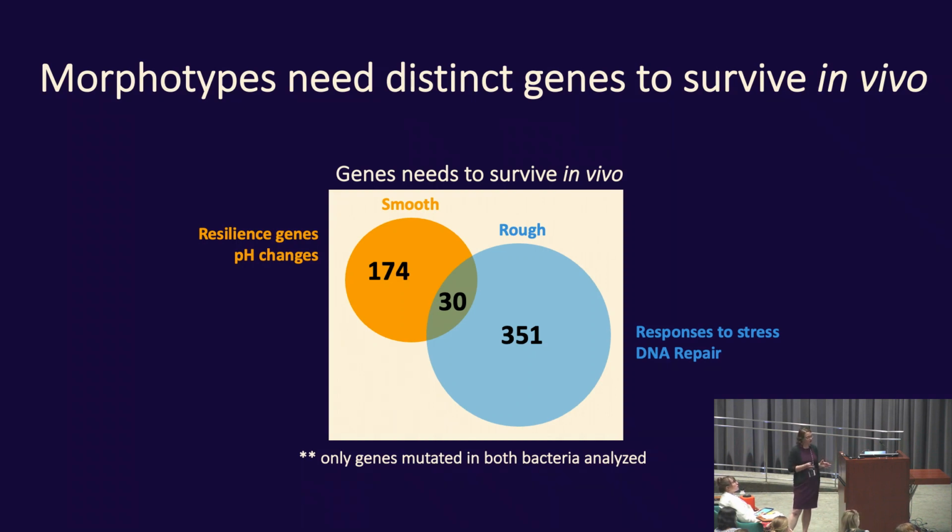There's very little overlap between the genes needed to survive in vivo. For the smooth bacteria, we see genes that are important for resilience and adapting to pH changes. For the rough bacteria, we see that they're responding to host stresses and repairing their DNA. This tells us that the bacteria are physiologically distinct in the animal environment and during infection, and that they're likely interacting with the host differently.